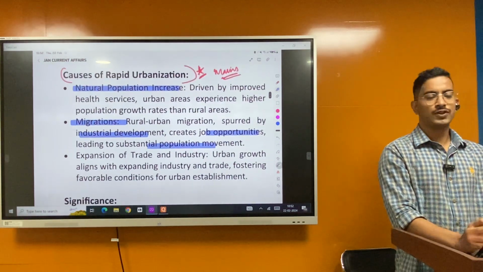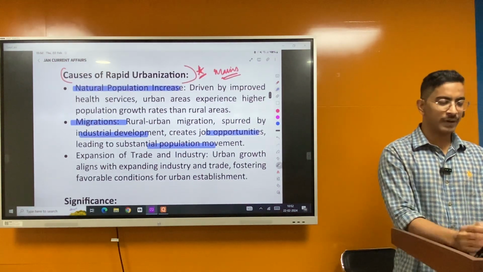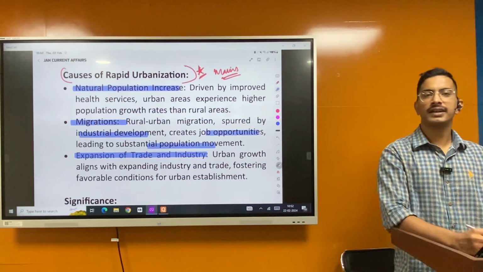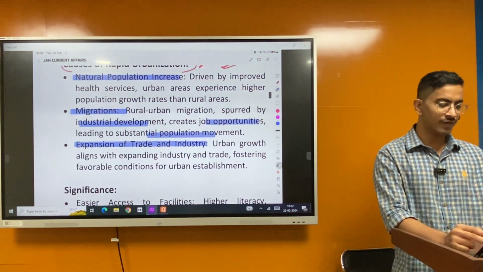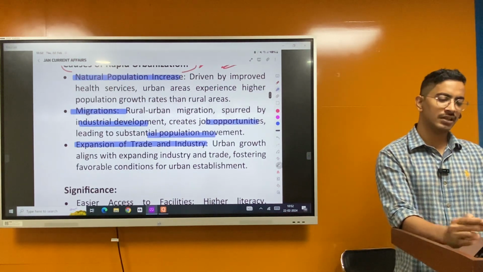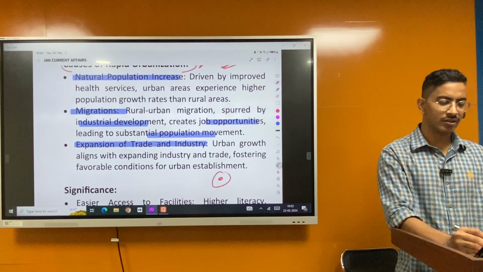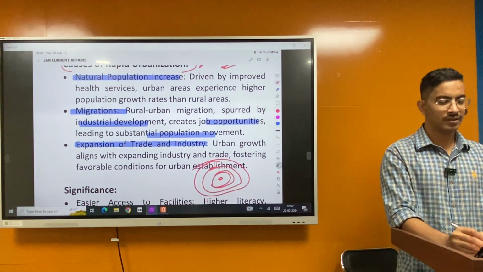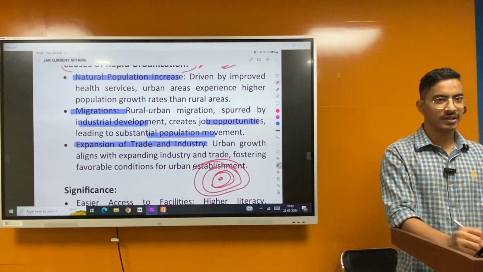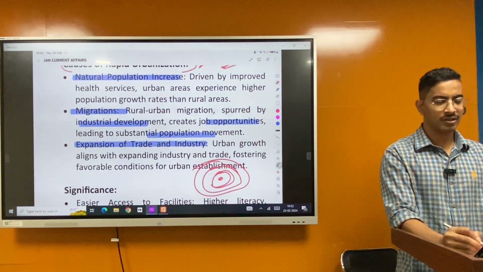the first factor was natural population increase. Second was migration. Third, expansion of trade and industries. Urban growth aligned with expanding industries and trade, fostering favorable conditions for urban settlement. Remember last class I had given you this circular thing. Cities here in the outer circle will find industries, the outer circle again will find something, then again the development. There's a conurbation.